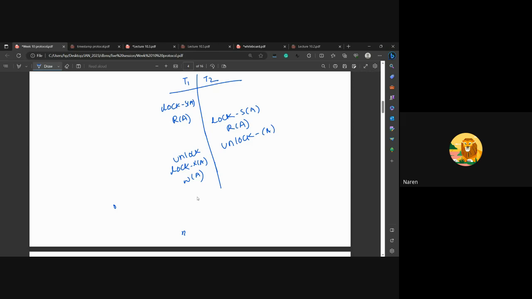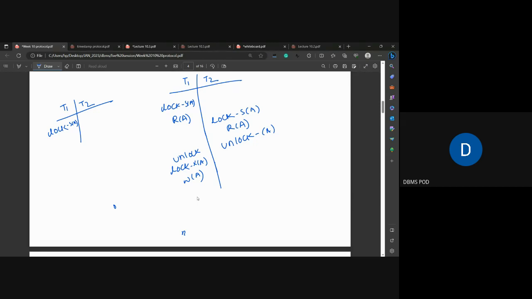Correct. See, only the shared lock can be shared. Other than that, any other lock cannot be shared. For the shared lock, the unlocking can be done in any of the transactions. So it does not matter whether we are unlocking in T2 itself for the data item A. We can also perform unlocking in T1 for A.